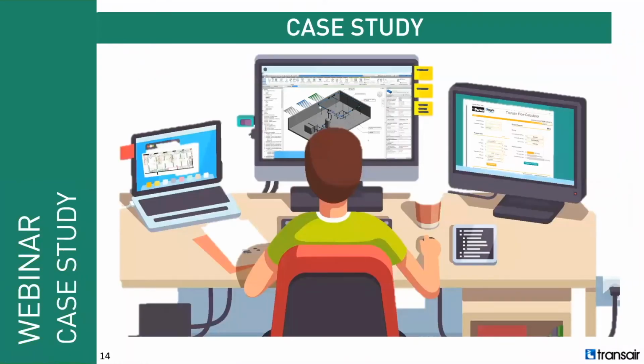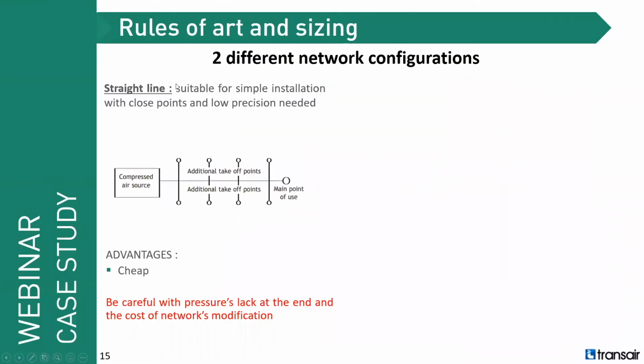Now I'm going to go over the case study, which is going to be the main part. First I'm going to go over the rules about compressed air, it's going to be compressed air 101, if I might say. And then we will use what you just learned to size and design the network and draw it inside Revit. So first, physics 101.